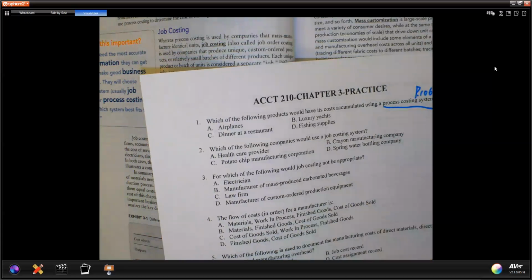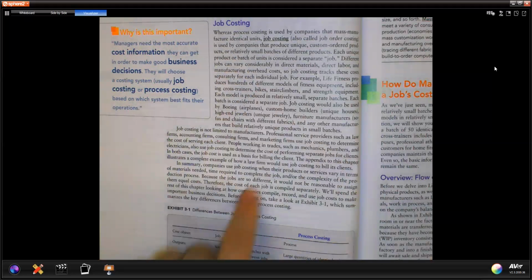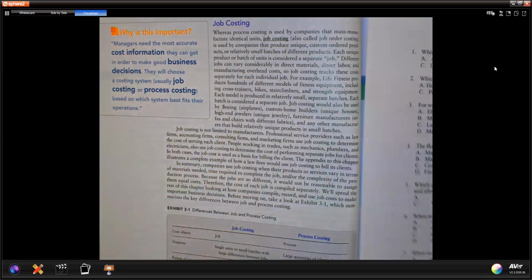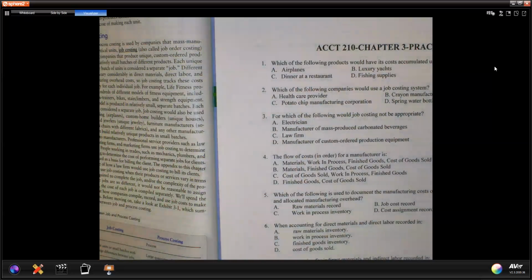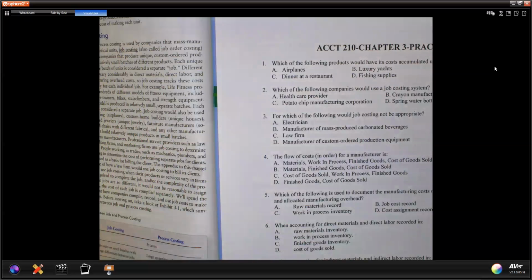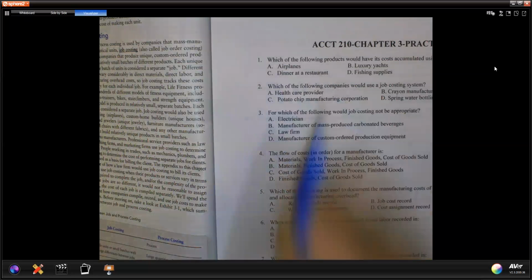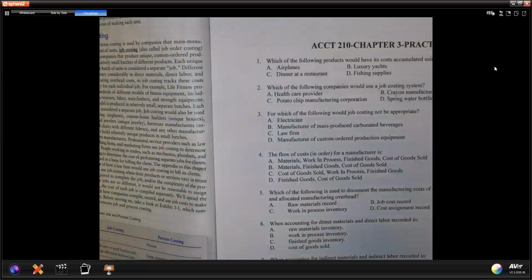And then we got the answer. They also explained different things, so also read this part. An airplane is not a big amount of identical units, right? Luxury also cannot be identical. Dinner at a restaurant, actually this is a good question. When I go to dinner, I order different things from my neighbor, right? So the dinner service, also for CPA, hospital, bank, the different clients have different needs. So that should be job costing. So only fishing supplies, the big, massive identical product, answer is D.